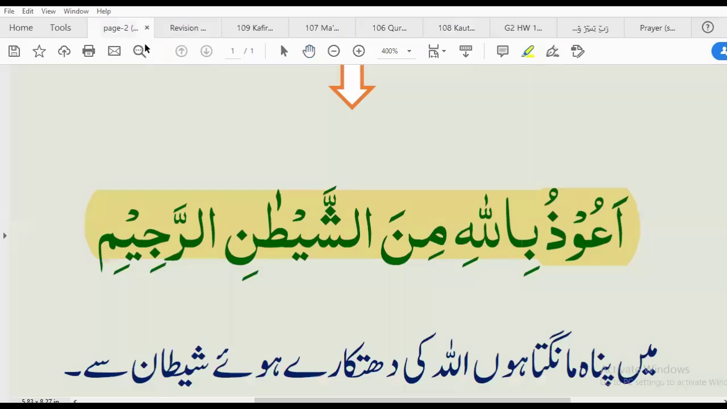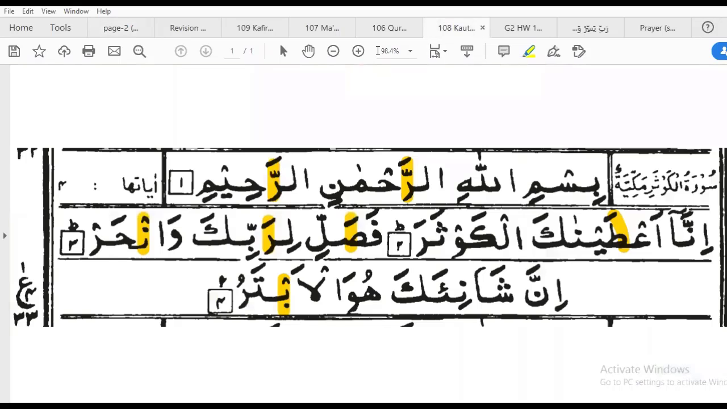Okay, so I'm going to quickly ask you to recite Surah Al-Kawthar for me, so starting from Ta'awwudh. أعوذ بالله من الشيطان الرجيم بسم الله الرحمن الرحيم. Well done.